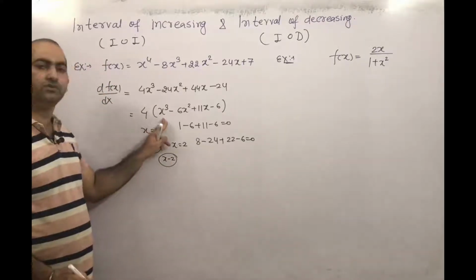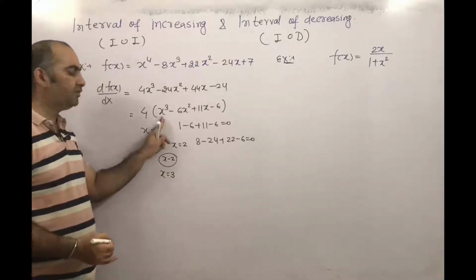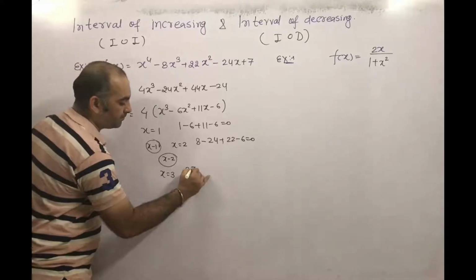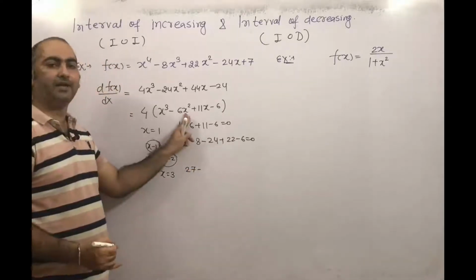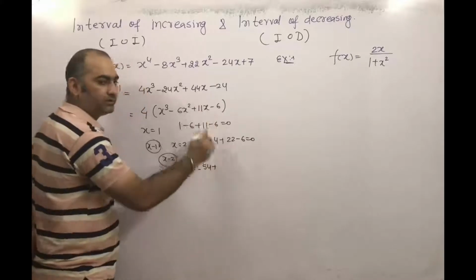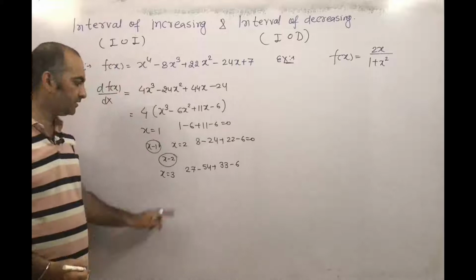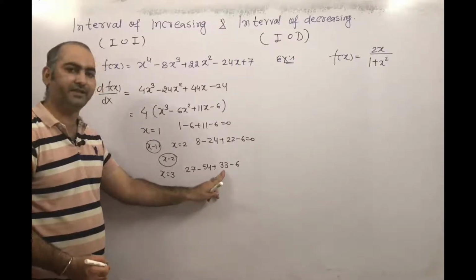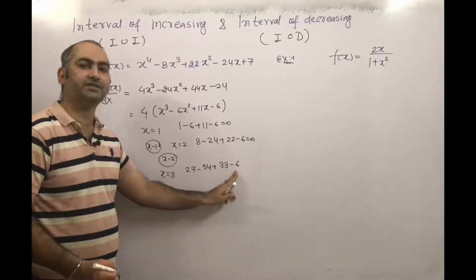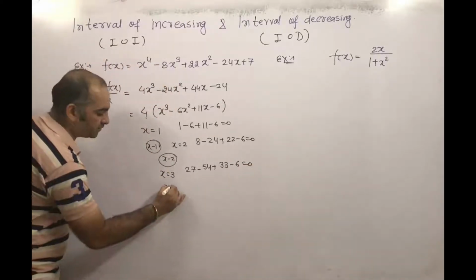Similarly, if you check x equal to 3, what will come? 3 cube is 27, minus 3 square, which is 9, 9 into 6 is 54, plus 11 into 3 is 33, minus 6. Here, 27 plus 33 is 60, and minus 54 minus 6 is minus 60. So this is also equal to 0. So we can say x minus 3 is also a root.